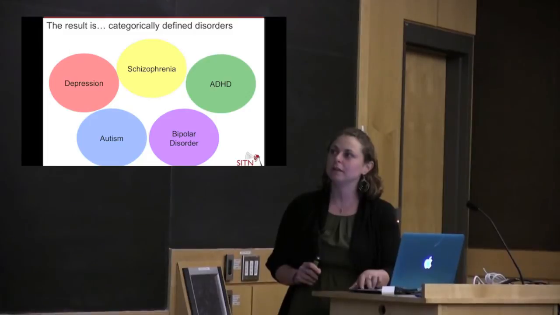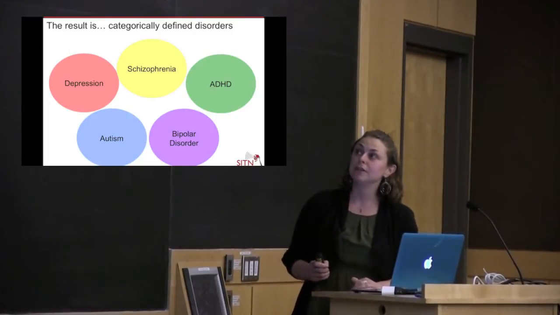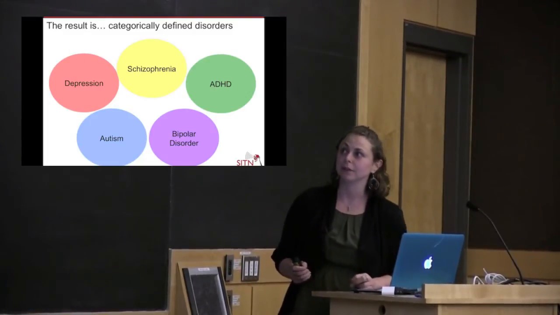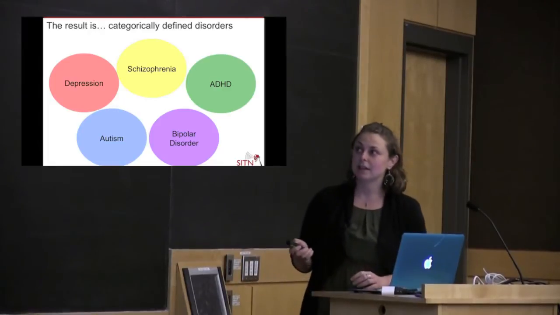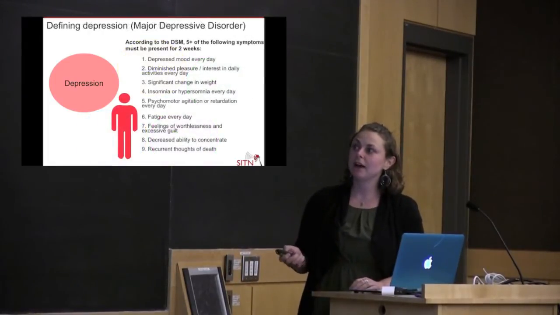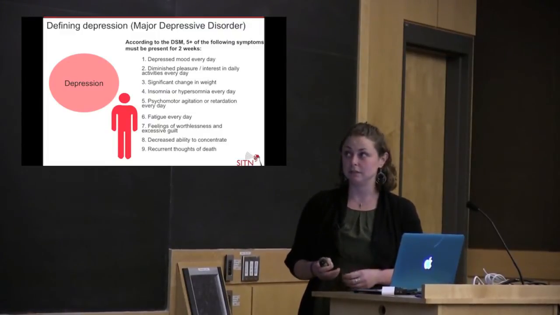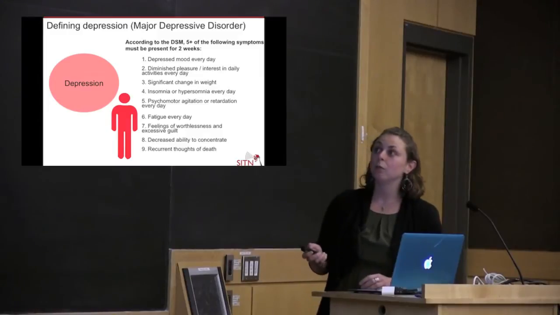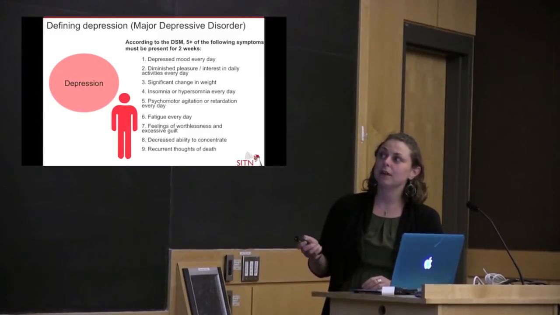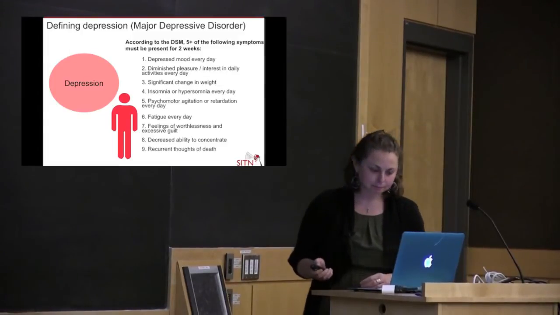I just want to give you one example using major depressive disorder. According to the DSM, an individual must present at least 5 of these 9 symptoms for a period of at least 2 weeks in order to be diagnosed with major depressive disorder. And one of those 5 symptoms has to be either depressed mood daily or diminished pleasure in daily activities.